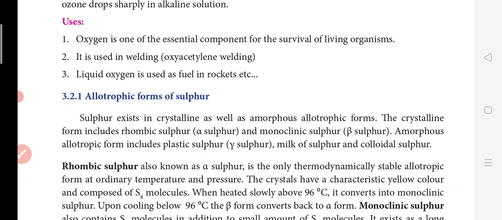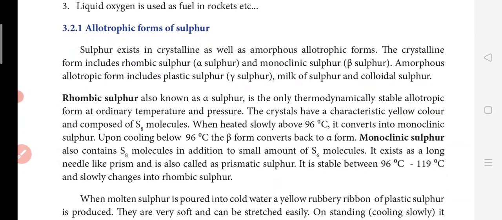Uses: oxygen is one of the most essential components for the survival of living organisms, so we all know that. It is used in welding also, that is oxyacetylene welding. And liquid oxygen is used as fuel in rockets also.